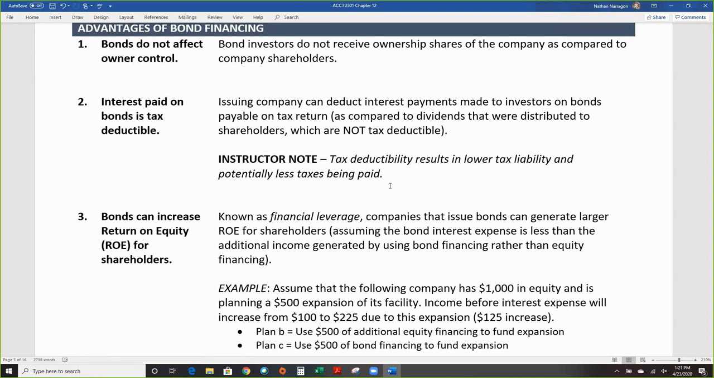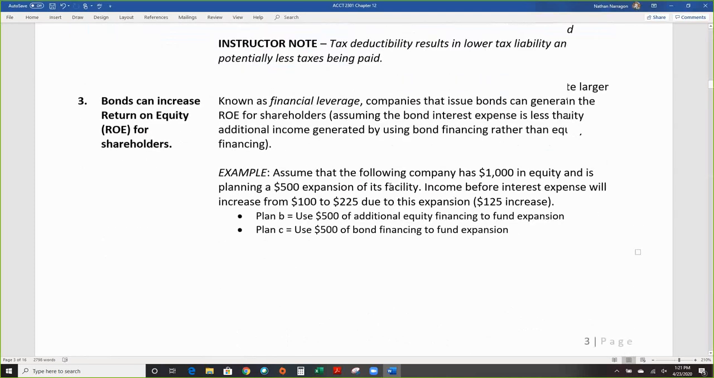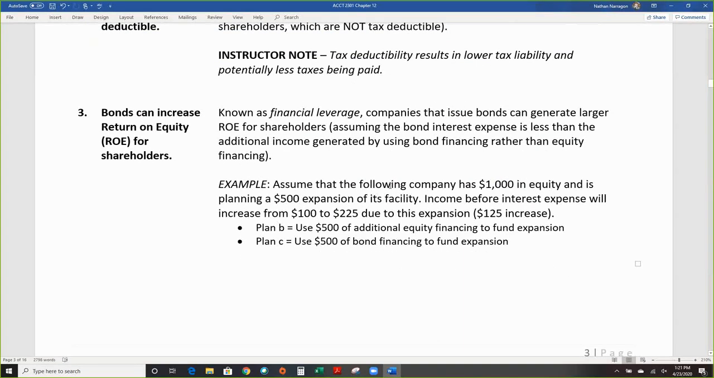Also, we actually have something called return on equity. Okay? And bonds can really increase this very well.